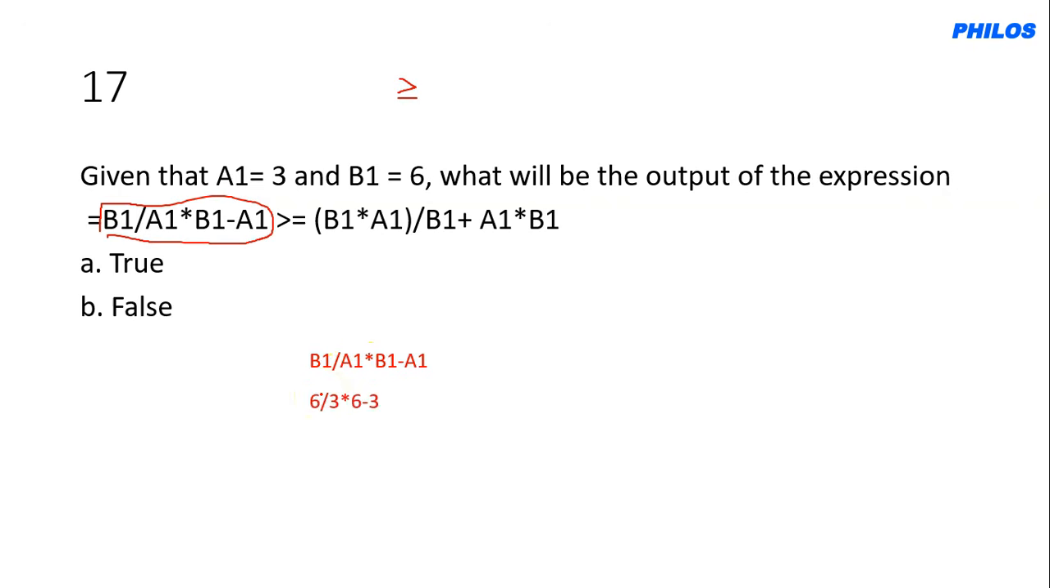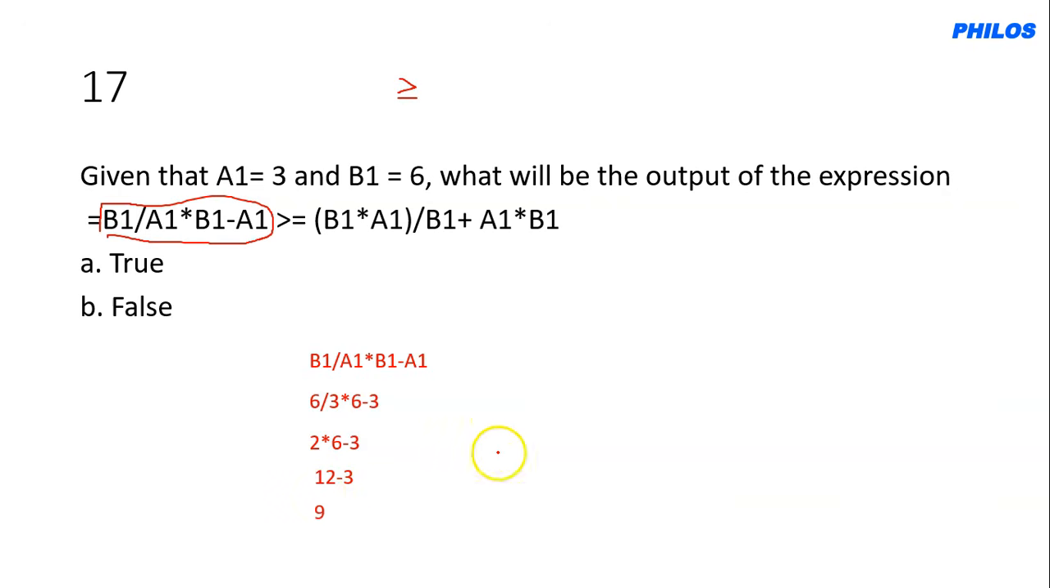So first, we substitute the values into it. B1 is 6 and A1 is 3. So since we are operating the division first, then 6 divided by 3 will give you 2, isn't it? So we have 2 times 6 minus 3. Now we can operate the multiplication. So 2 times 6 will give you 12, isn't it? So we write 12 minus 3. And 12 minus 3 will give you what?